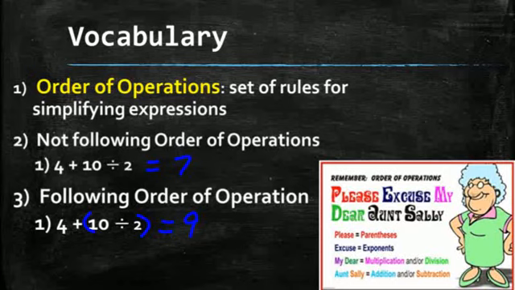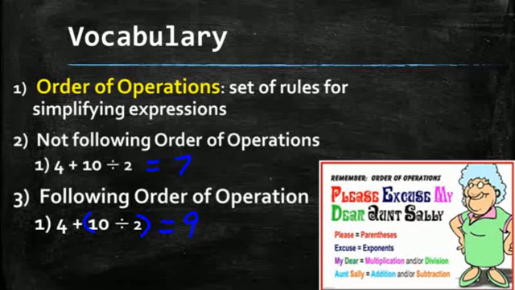You might have heard the phrase, please excuse my dear Aunt Sally, or you might have heard of PEMDAS. The P stands for parentheses, or if you have brackets or braces, you do those first. The E stands for exponents. Any exponents you have in the expression, you must do that second.